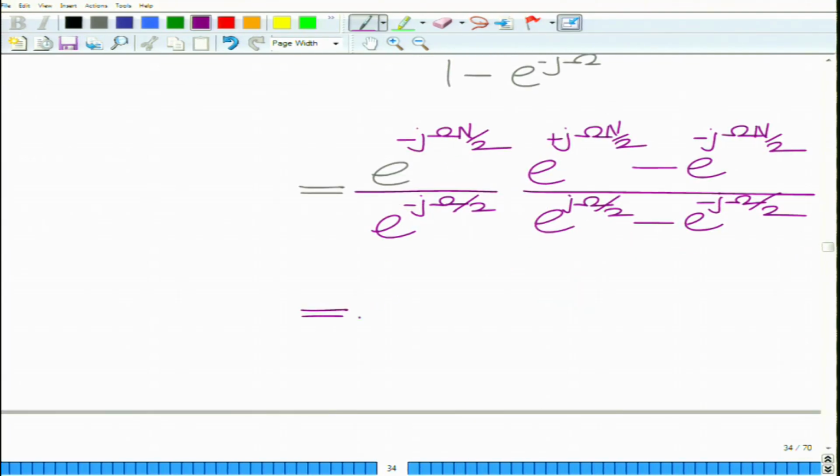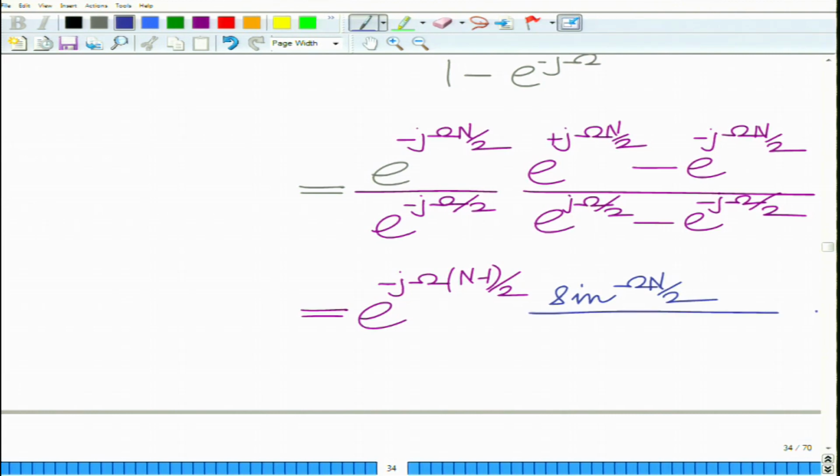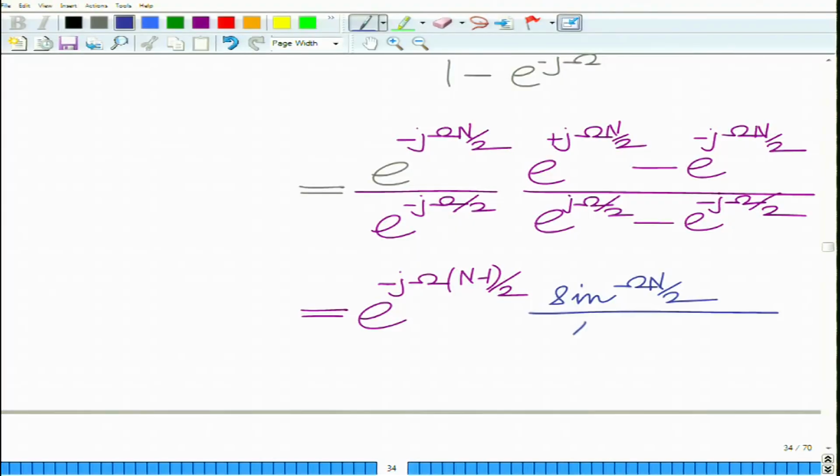which is equal to e raised to minus j omega (N minus 1) divided by 2 times e raised to j omega N by 2 minus e raised to minus j omega capital N over 2. This is twice j sin omega N over 2. And you can see that the 2j factor in the numerator and denominator cancels. So, what you are left with is sin N omega by 2 in the numerator and sin omega by 2 in the denominator.